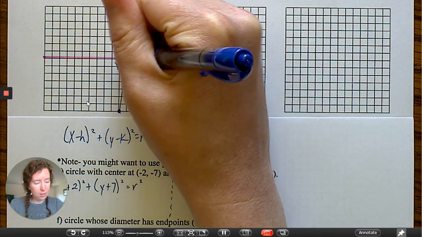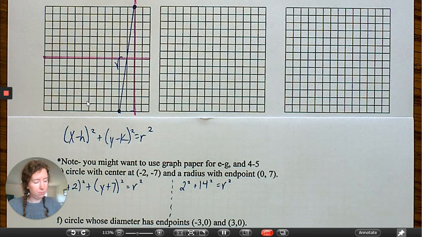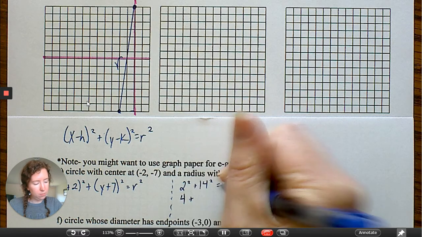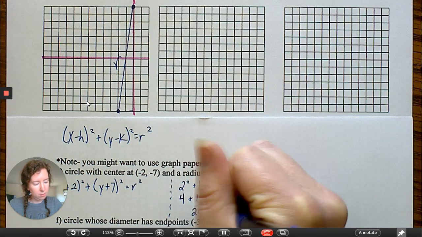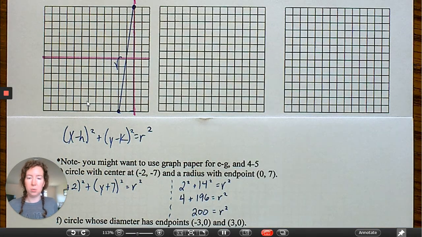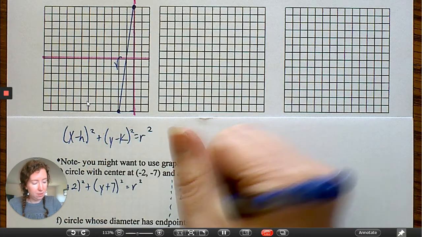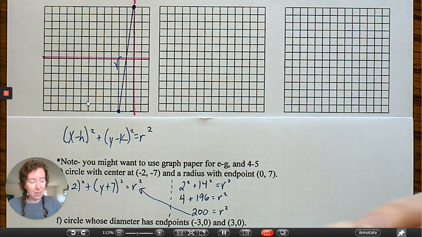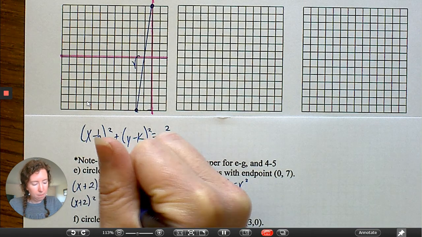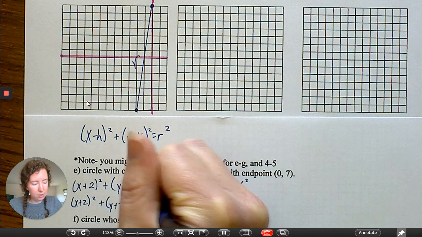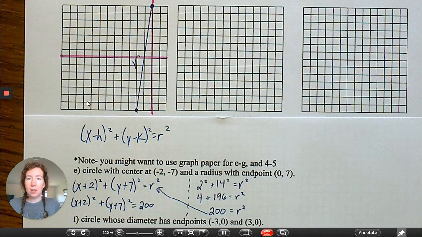And if this is my radius, that's going to equal my radius squared. 2 squared is 4. 14 squared is 196. Equals my r squared. So 200 equals the radius squared. So the radius is the square root of 200. But I don't need to know the radius. I need to know the radius squared, which now I do. So I can plug that in and just say (x + 2)² + (y + 7)² = 200.